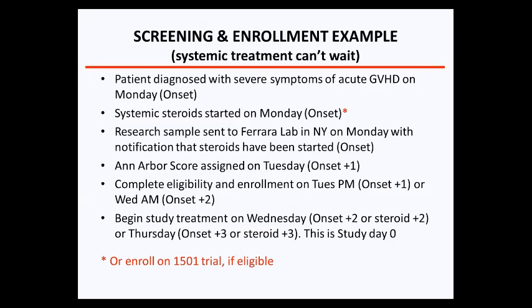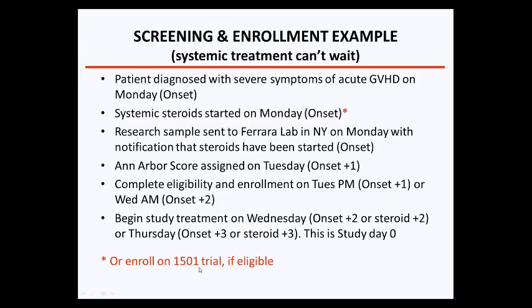This is the other scenario. Severe. A patient diagnosed with severe symptoms of acute GVHD. Most likely this patient will come to the hospital, right? So it's less of a problem. You send the onset sample on Monday. You start the systemic steroid that same day because they had severe disease, right?